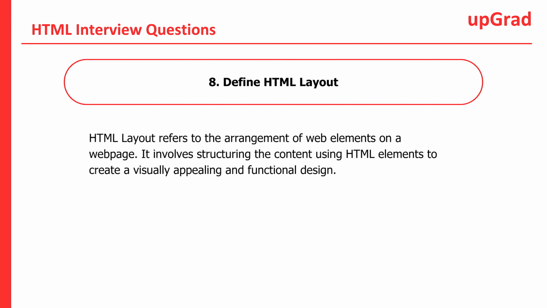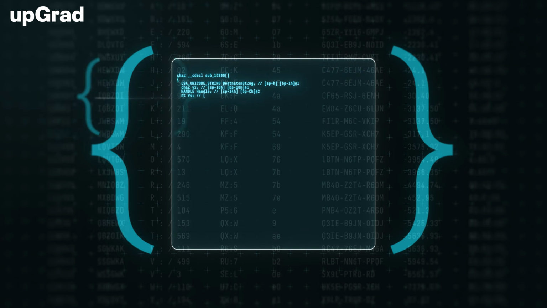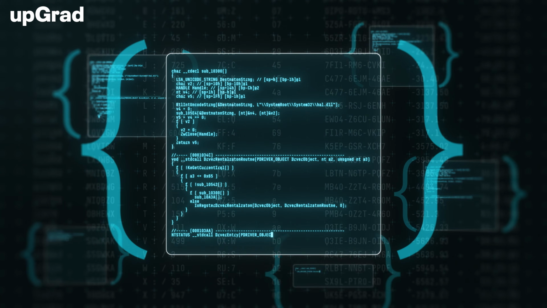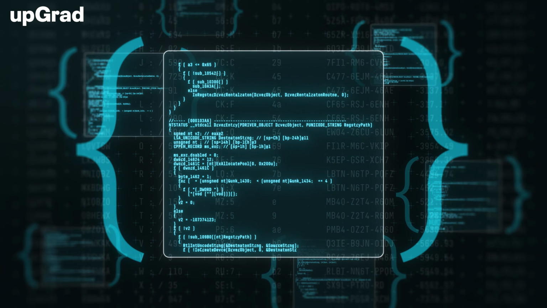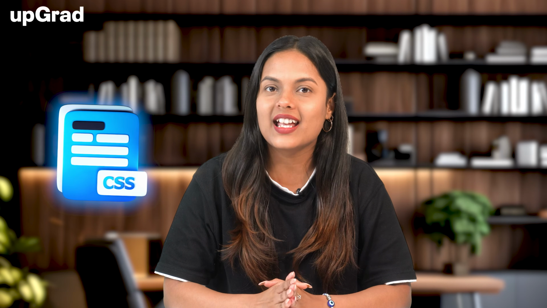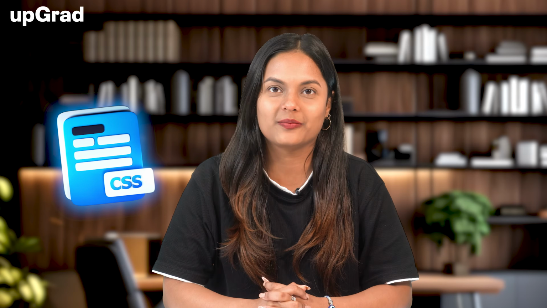Question number 8. Define HTML layout. HTML layout refers to the arrangement of web elements on a web page. It involves structuring the content using HTML elements to create a visually appealing and functional design. The layout is crucial for the usability, aesthetics, and overall user experience of a website. HTML layout can be achieved through various techniques and elements, often in combination with CSS for styling and positioning.